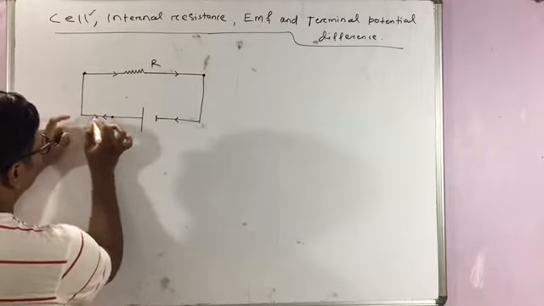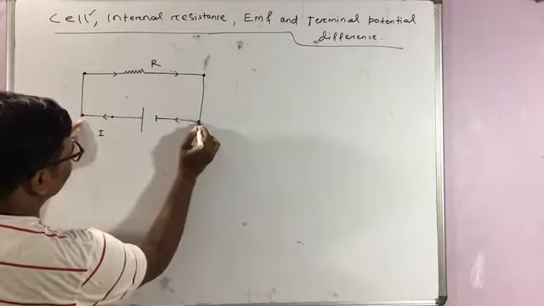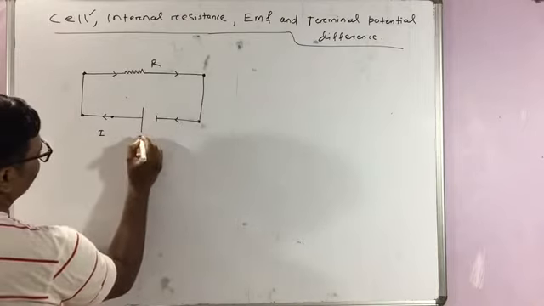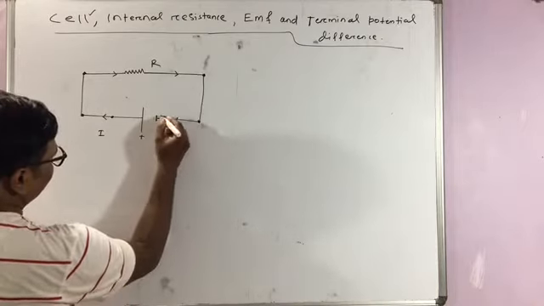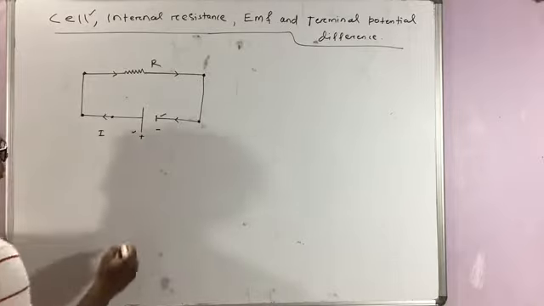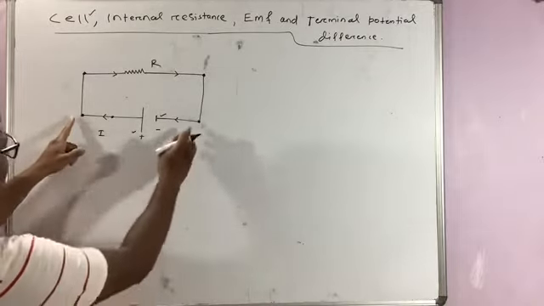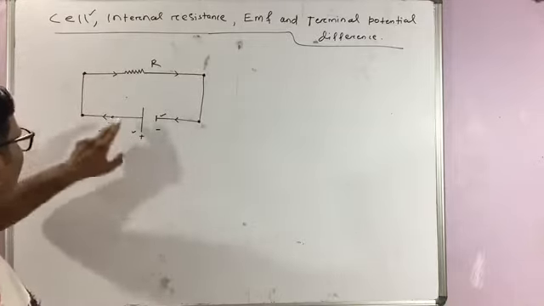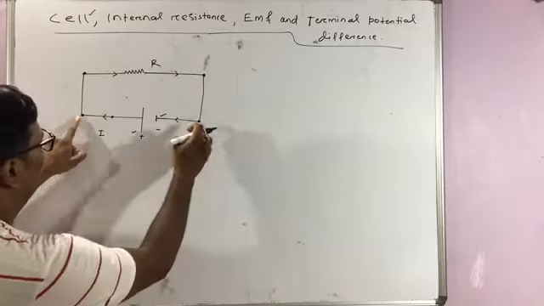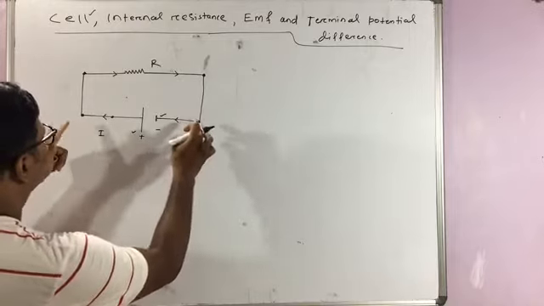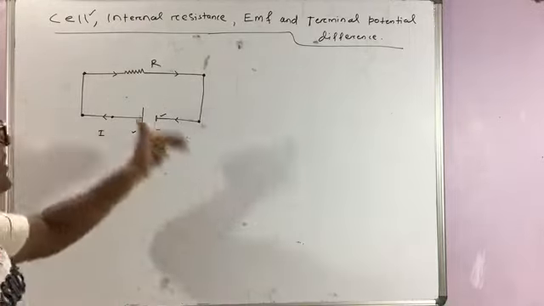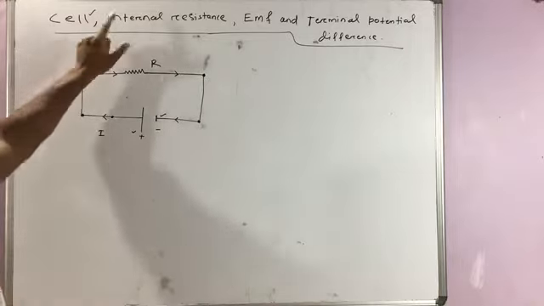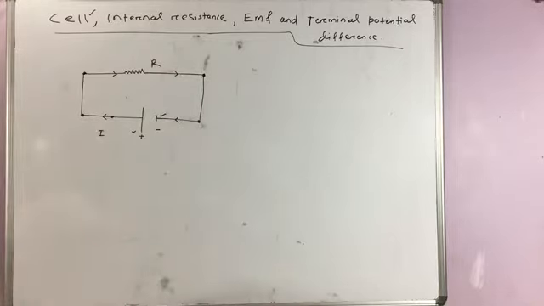These two points are nothing but the ends of a cell. They are called terminals of a cell. This is called the negative terminal, this is called the positive terminal of a cell. So if the cell is used in a circuit, its job is to maintain a constant potential difference across the circuit so that a constant current will pass through the circuit. Then comes your internal resistance.